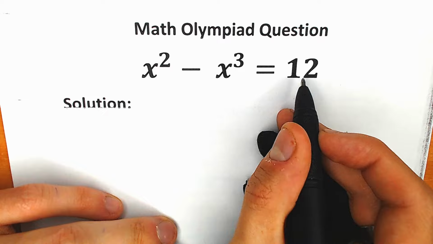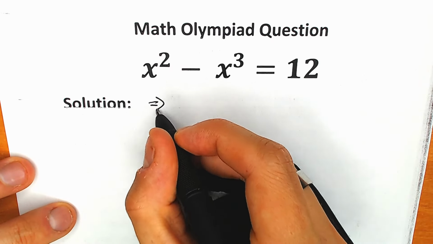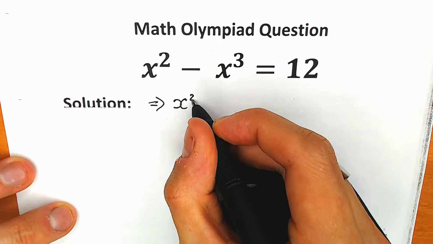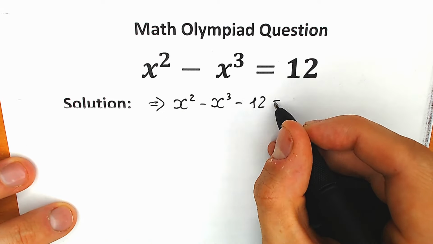First of all, I want to write this 12 on the left side, of course with the negative sign. So let's do it. We have x squared minus x cubed minus 12 equal to 0.